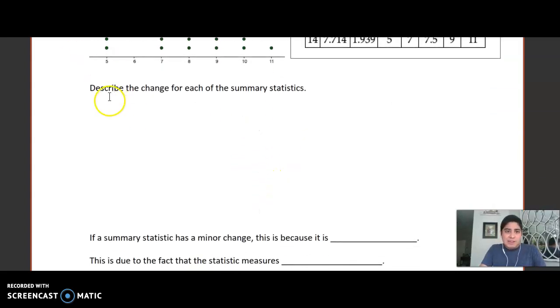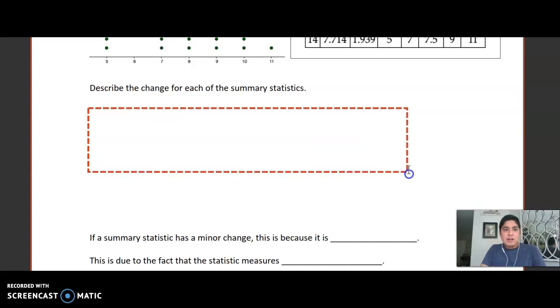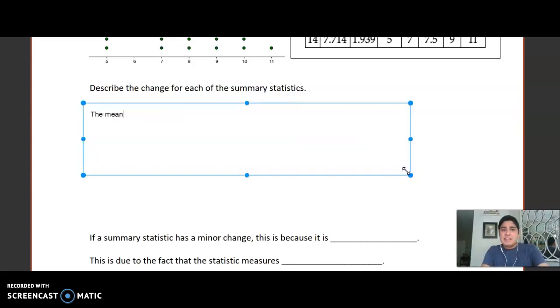So I'm just going to type it out. Sorry, you got to write it out. Well, the biggest ones that took an impact were that the mean and standard deviation, and then you can also throw in as well as the max. Okay, here we go. The mean and the standard deviation both decreased.